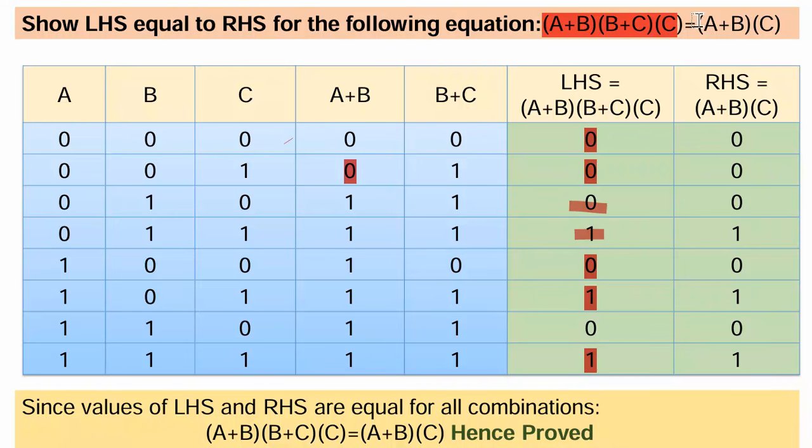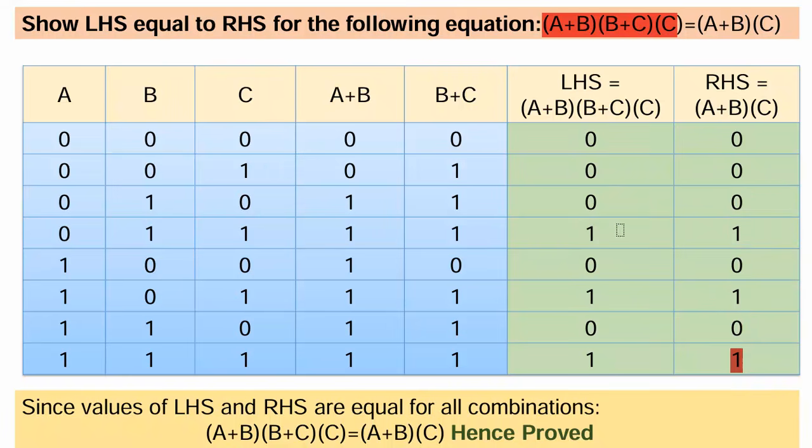And what about the right hand side? A plus B into C, that is, A plus B and C, we need to multiply them. So 0 into 0 is 0, 1 into 0 is 0, 0 into 1 is 0, 1 into 1 is 1, 0 into 1 is 0, 1 into 1 is 1, right? And the answer is in front of you.